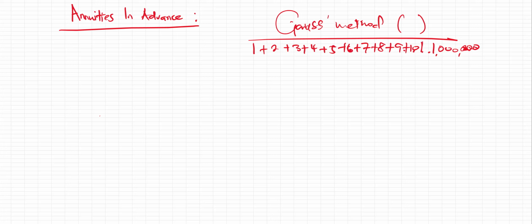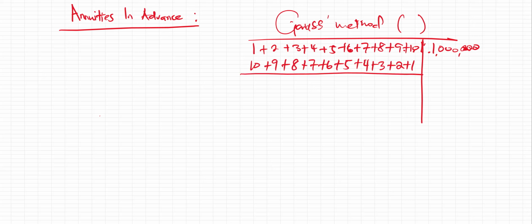So let me just use 10 as an example, because 1 million is too big. So he was saying, okay, 1, 2, 3 up to 10 is the same as 10 plus 9 plus 8 plus 7 plus 6 plus 5 plus 4 plus 3 plus 2 plus 1. So we can see that, okay, 1 plus 10 is 11.